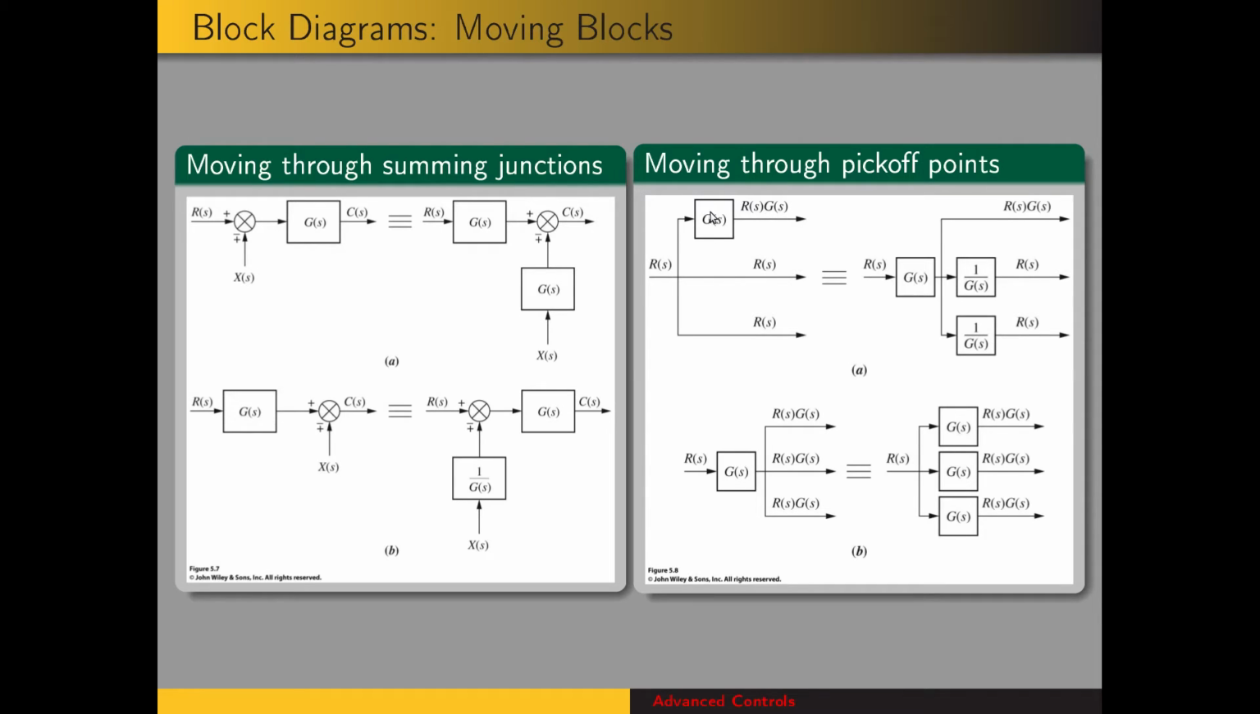And if we wanted to move G before the pickoff point, well, in the top one we've got R times G, and then we need 1 over G in order to cancel it, so that we still have the R's on the other two. And if we want to move it after the pickoff point, then we just need to duplicate G to all these lines so that the signals on those lines are equivalent to what they were before we moved the transfer function or the block.